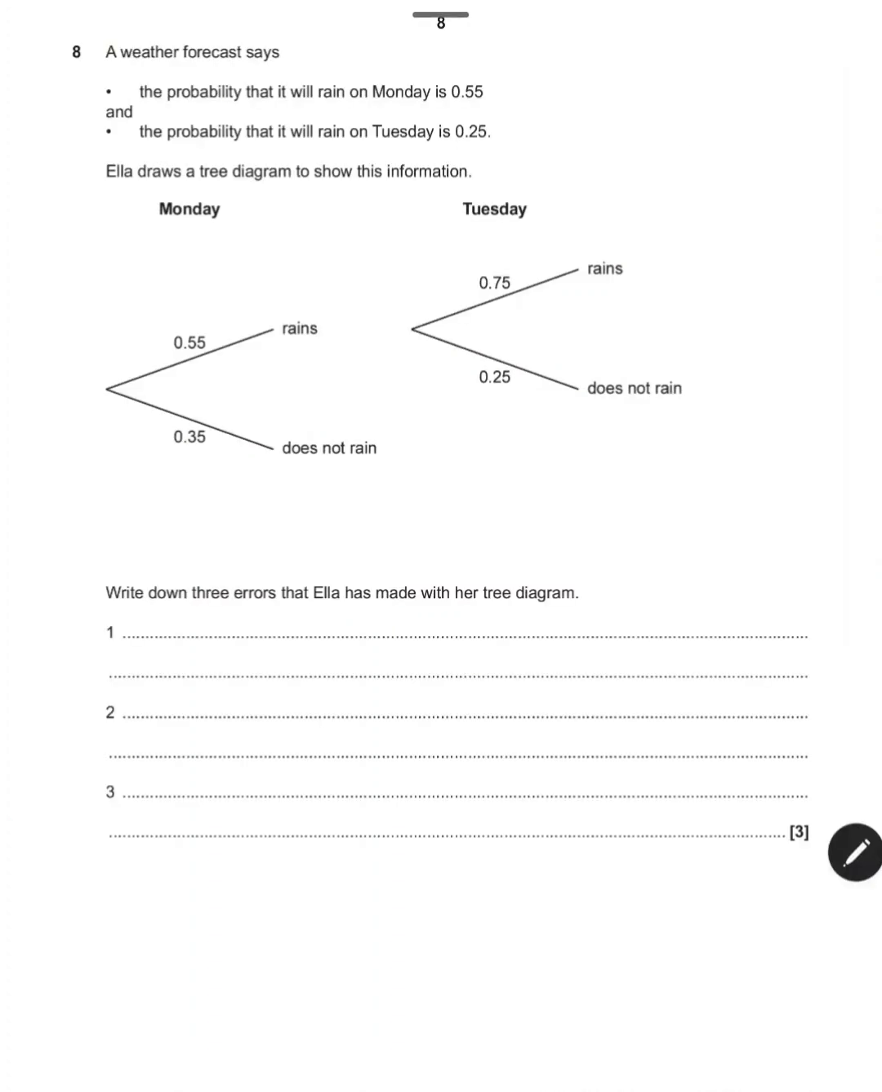Question A, and we've got a probability tree. And we're just looking for the errors in this probability tree. So the first statement says the probability that it rains on Monday is 0.55. Monday rain 0.55, that's fine. I might just want to check these two branches and I can see that 0.55 added to 0.35 only comes to 0.9. So there's the first error. These branches need to add to 1. So I'm just going to write that down.